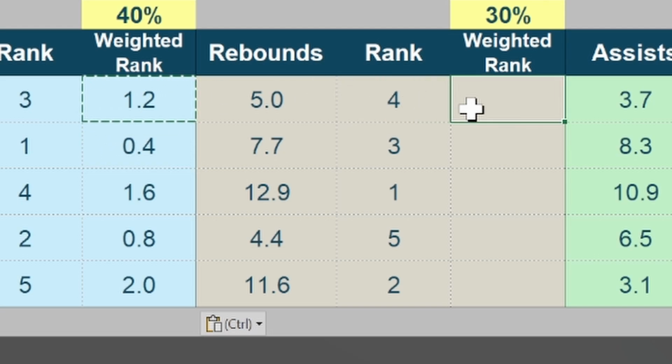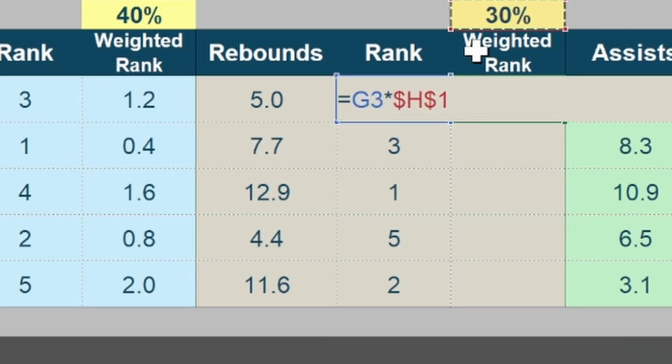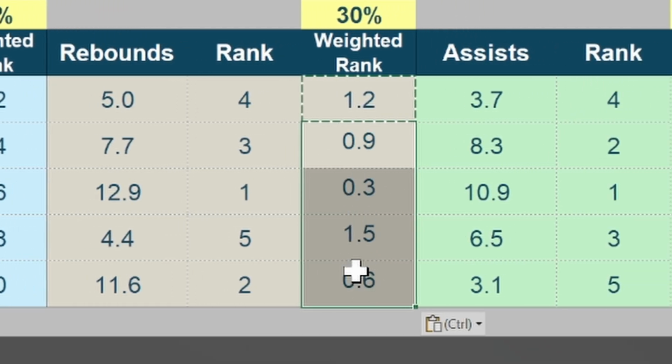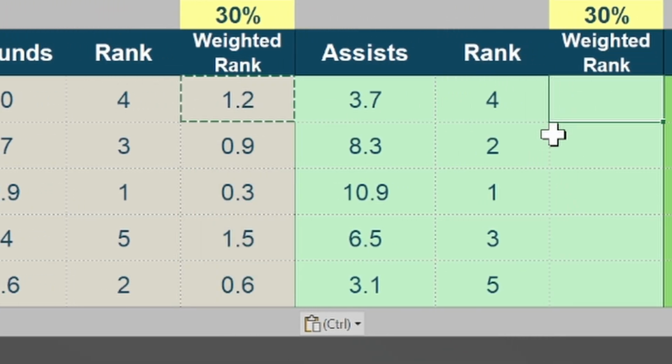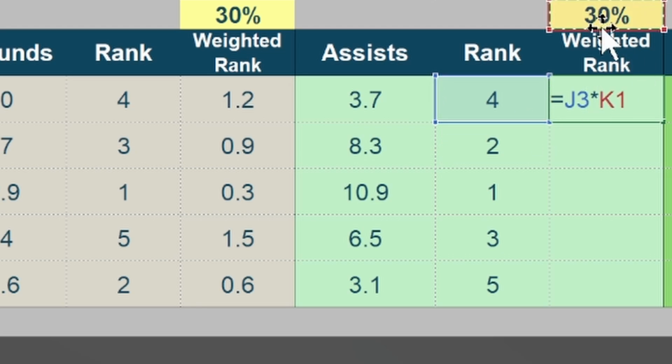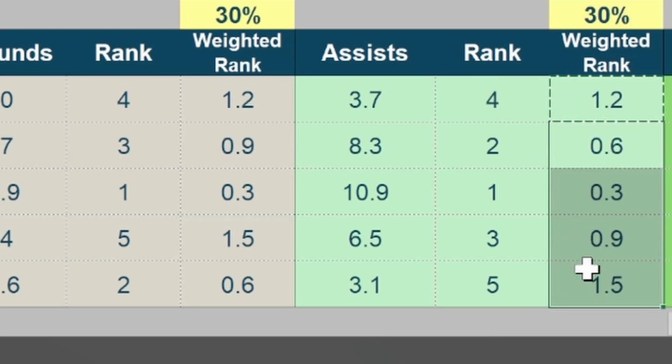Let's do the same thing for rebounds. We're going to do equal sign, their rank, multiplied by the weighted rank. And I'm just going to lock that H1 cell and click enter, and then copy and paste down. And let's do it one more time for assists. So rank multiplied by weighted rank, lock it, and copy and paste down.